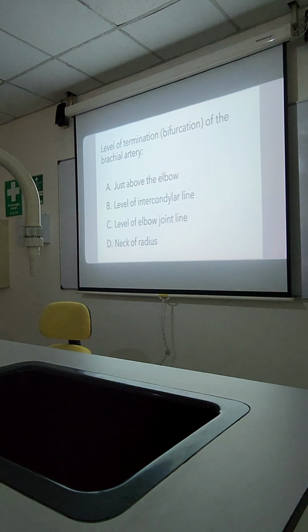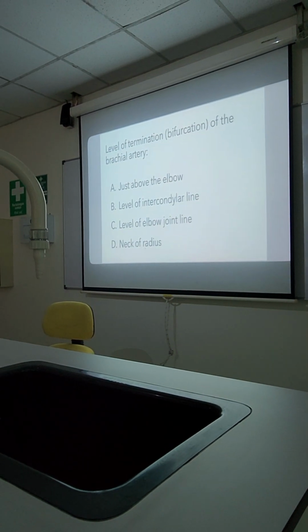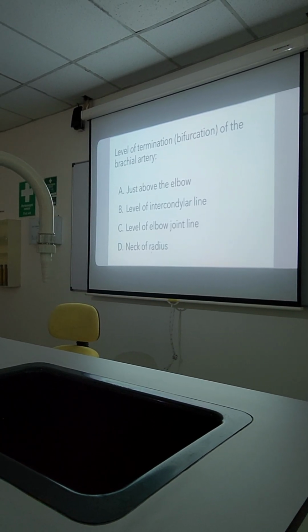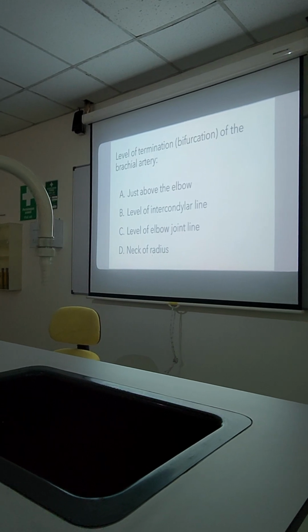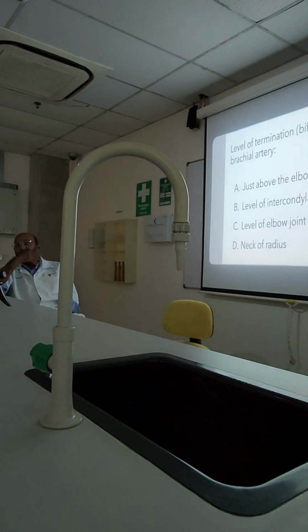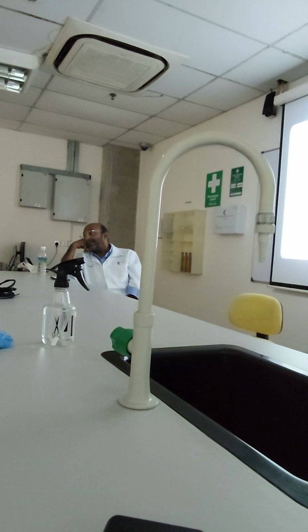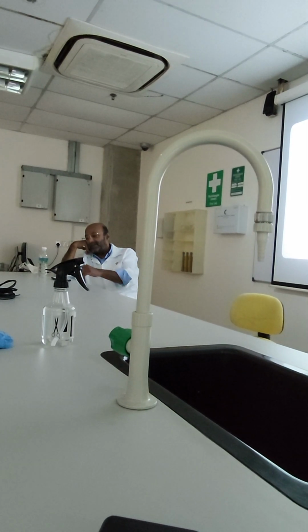Bifurcation of the brachial artery. All of you know the brachial artery, right? At one place, the artery will divide into the ulnar artery and the radial artery. That is at the neck of the radius. The answer is the neck of radius.